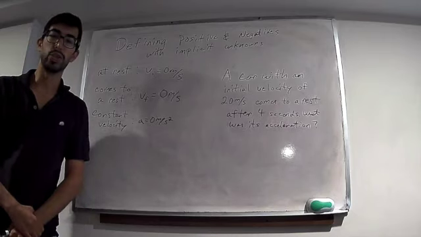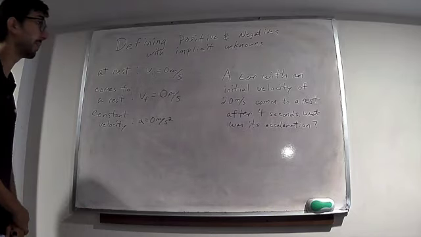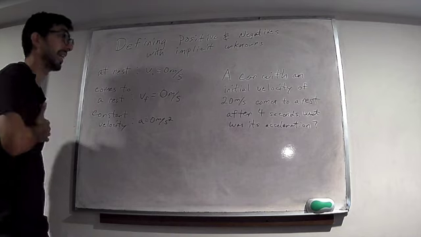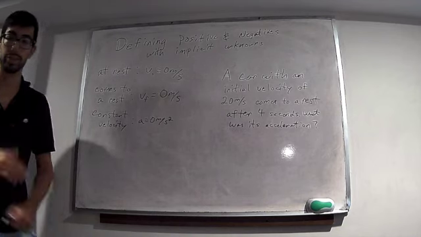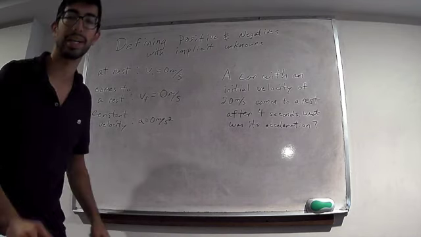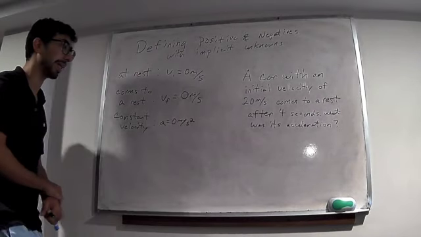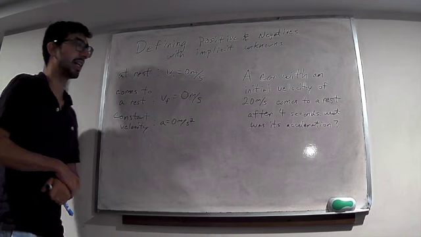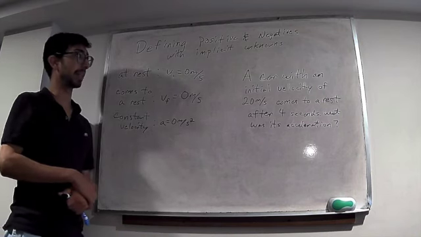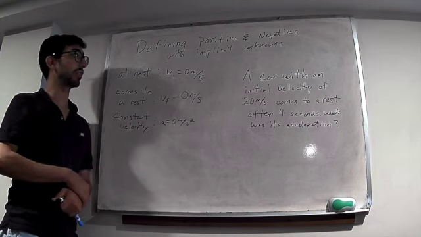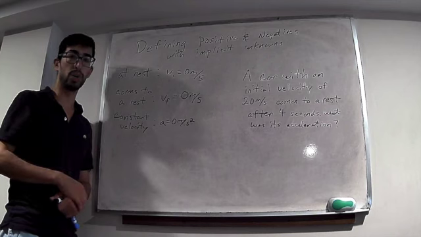Today is a two-part video. The first part is defining positives and negatives in kinematic equations, and it's going to help us determine when we should be using a positive symbol or a negative symbol and how that works in these equations. The second part I'm actually going to do first, which is implicit unknowns.